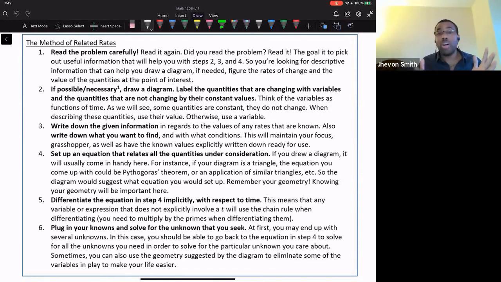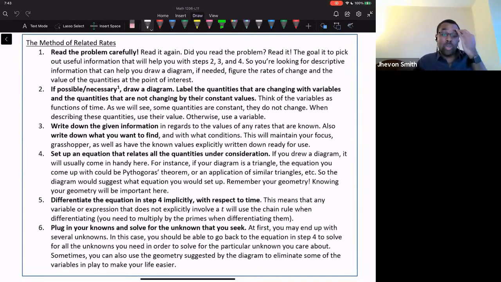The second step is, if possible or necessary, and I'll talk about when it's necessary, draw a diagram. And you want to label that diagram properly. You are going to label quantities that are changing with variables and any quantity that's not changing with constants. So if it's not changing, just write down the number. If it is changing, then you write down a variable. You draw a picture to describe the situation, if possible or necessary, and then make sure you label it properly as well.